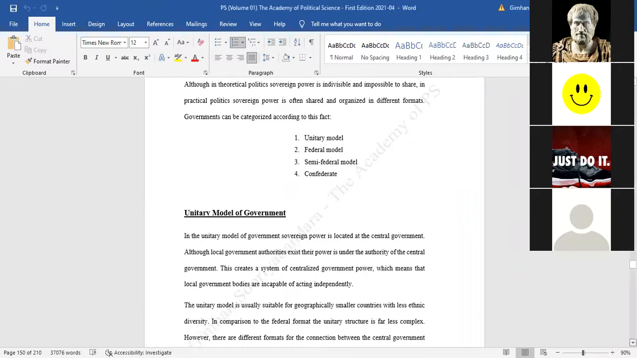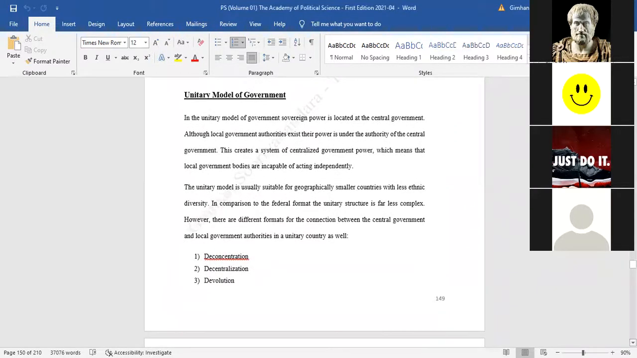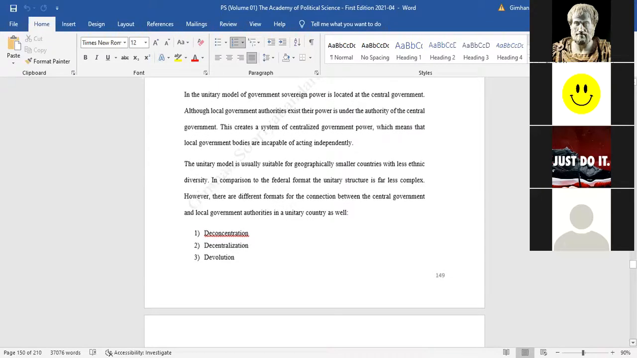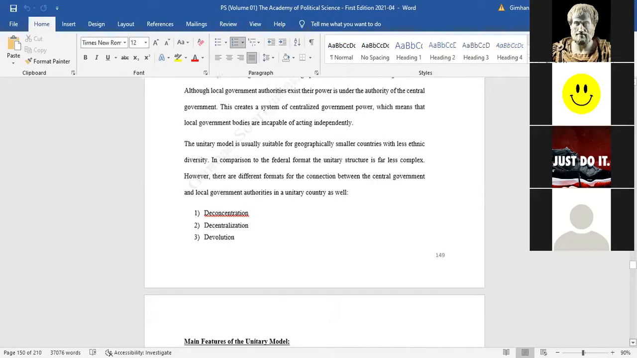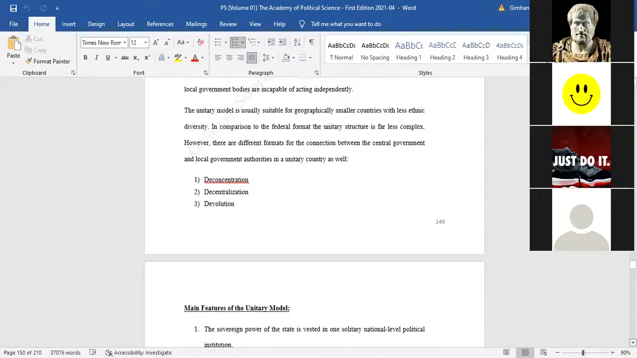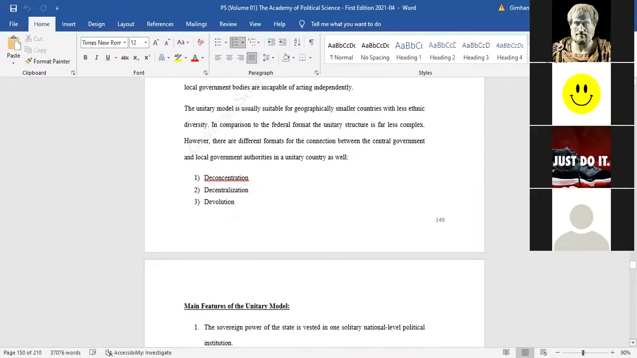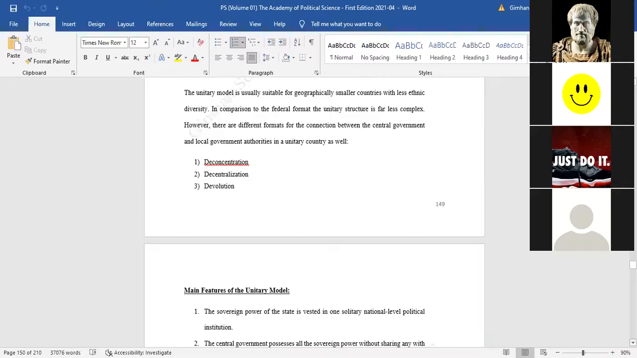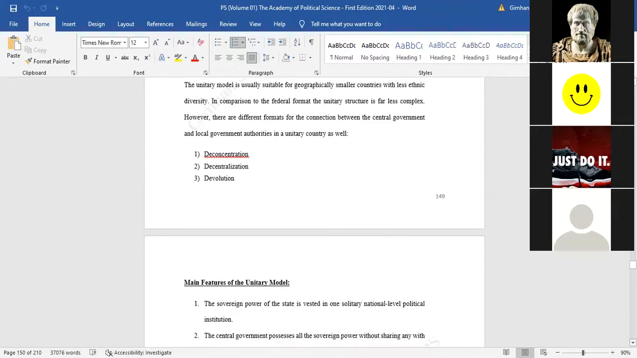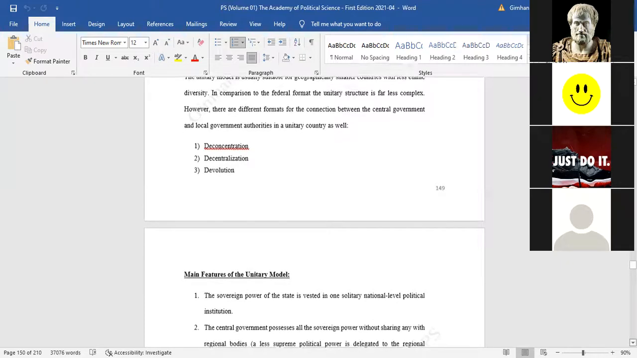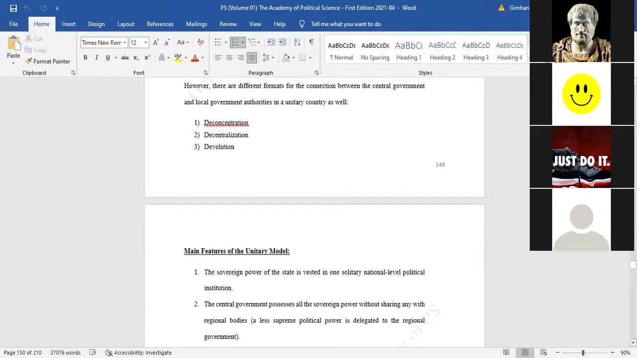Unitary model of government. In the unitary model of government, sovereign power is located at the central government. Although local government authorities exist, their power is under the authority of the central government. This creates a system of centralized government power, which means that the local government bodies are incapable of acting independently. The unitary model is usually suitable for geographically smaller countries with less ethnic diversity. In comparison to the federal format, the unitary structure is far less complex. However, there are different formats for the connection between the central government and local government authorities in a unitary country as well.